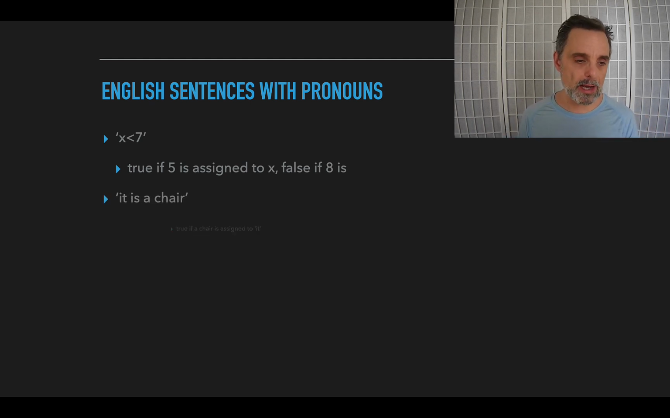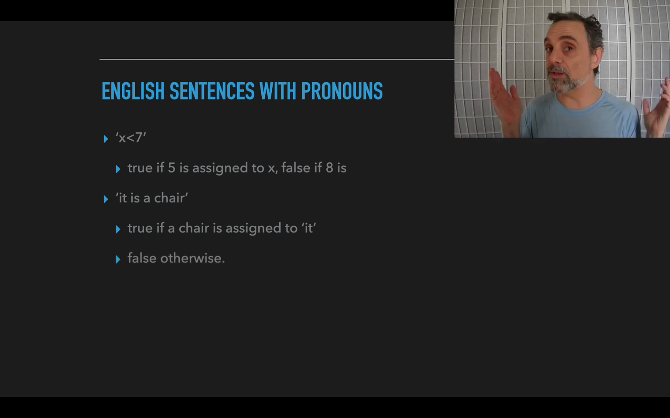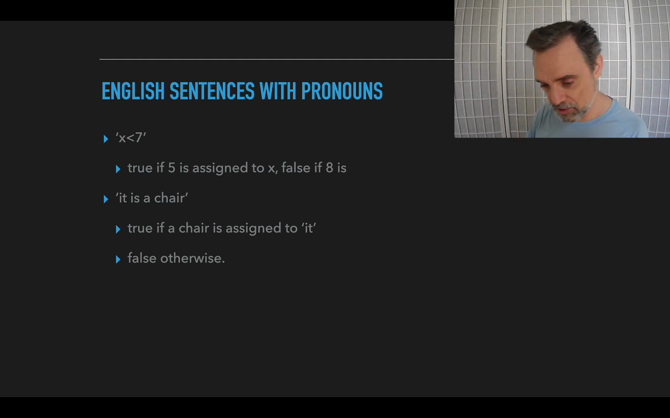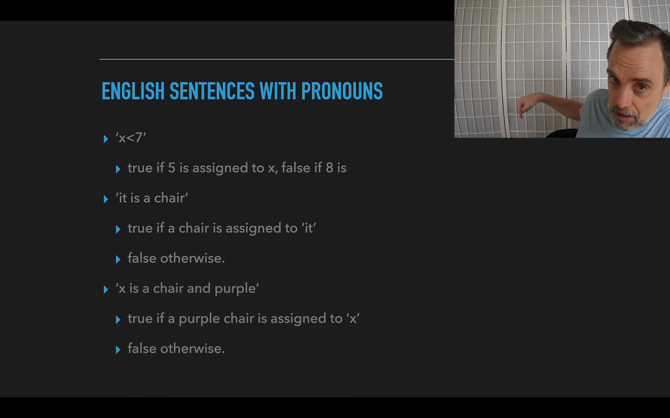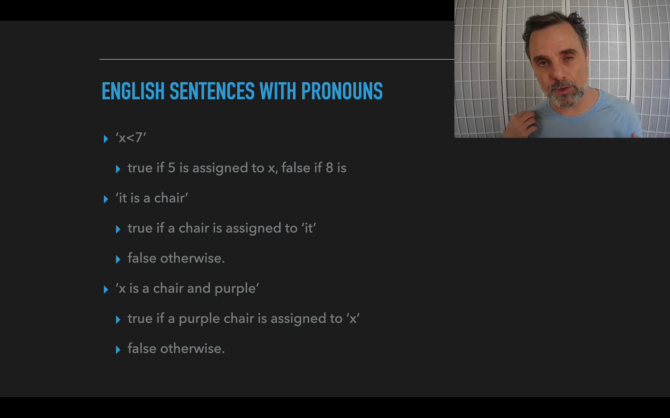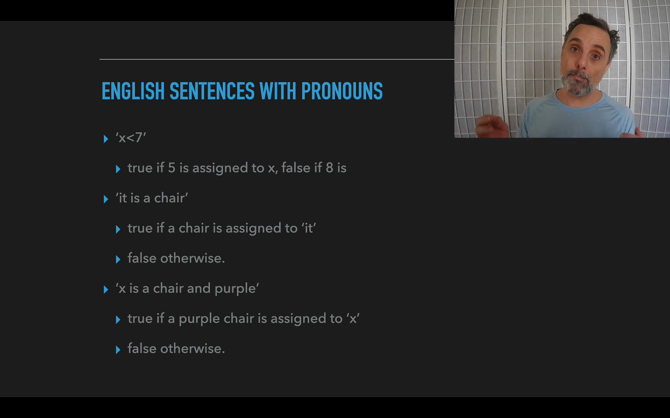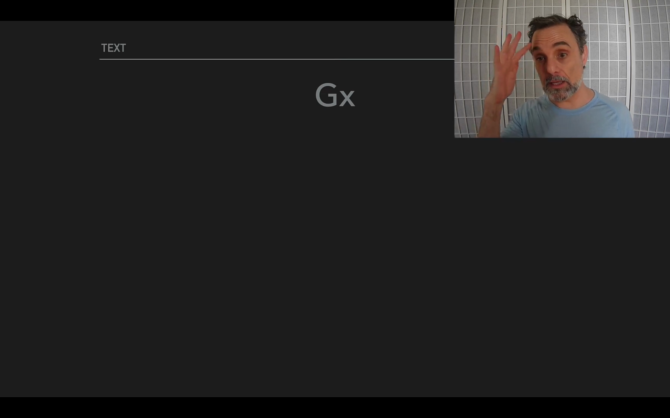Or in English, we could have the sentence, it is a chair. So is that true or false? Well, it depends what we're using it to talk about. If we use it to refer to, say, this thing, then it comes out true. And if we use it to refer to this thing, then it comes out false. Or if we said x is a chair and purple, well, if we used x to talk about this, it still wouldn't work because this is now not purple, even though it's a chair. The only way to make x is a chair and purple come out true is if we let x refer to a purple chair.